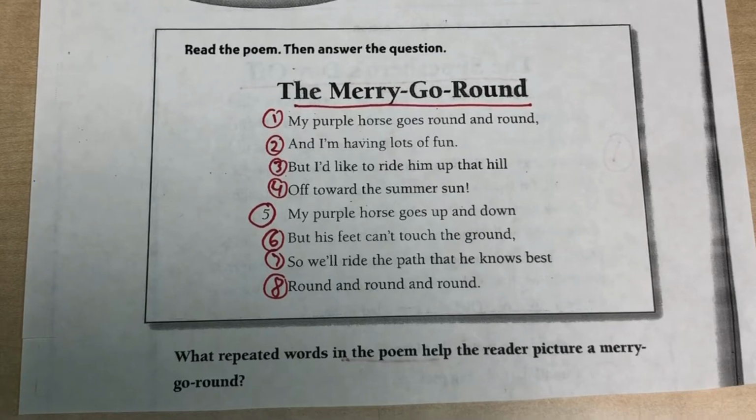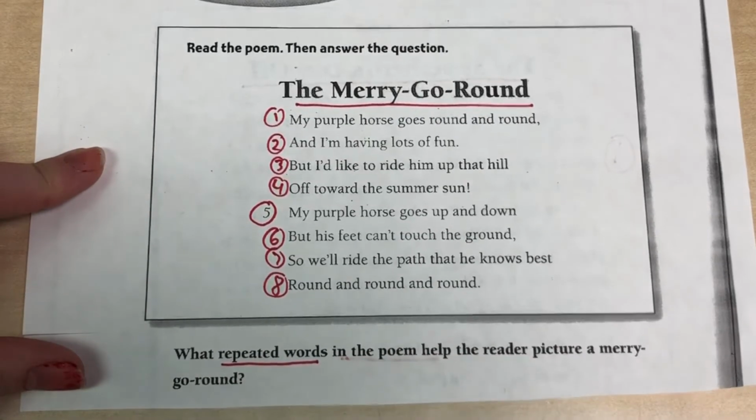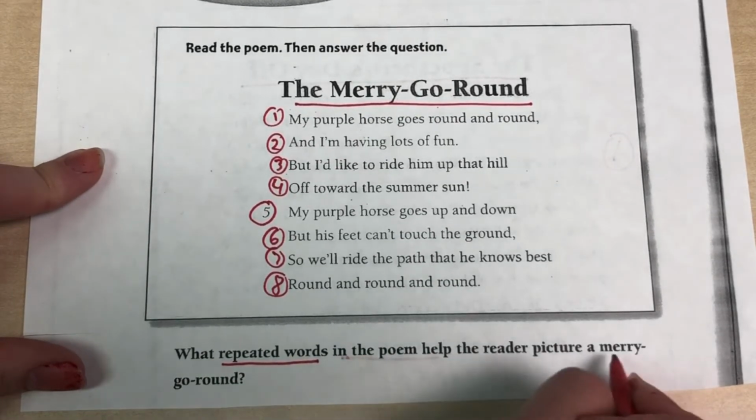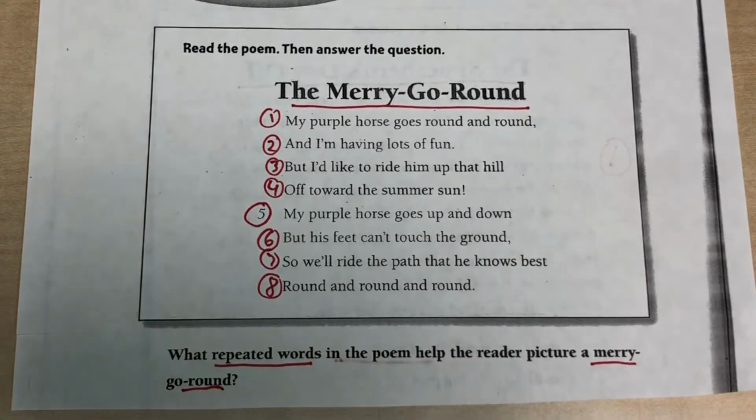Now that we underlined the title and numbered or circled the lines of our poem, we need to walk through the question. What repeated words in the poem help the reader picture a merry-go-round? So we are looking for repeated words. That's important, so I'm underlining it, to picture a merry-go-round. So now we know our question is asking for us to look for repeated words about a merry-go-round.